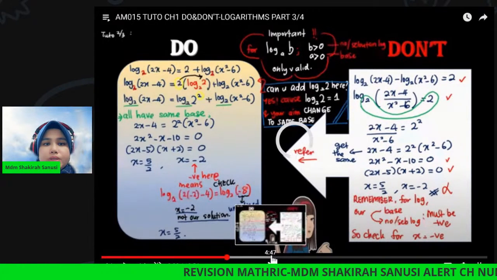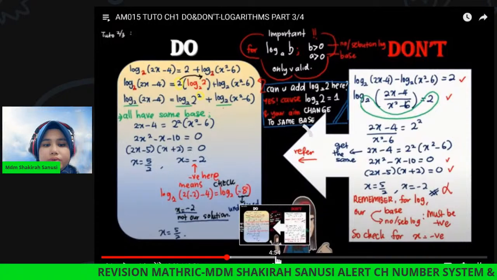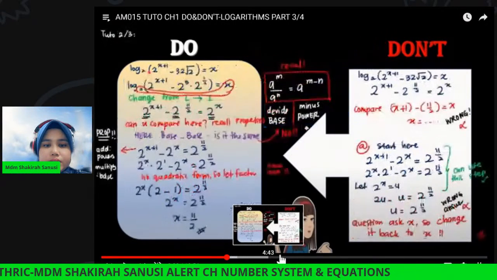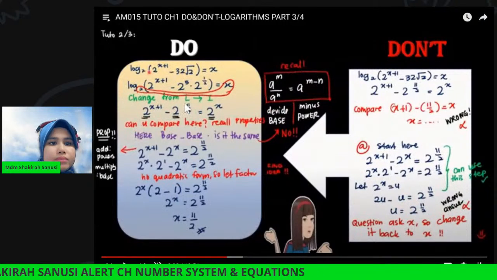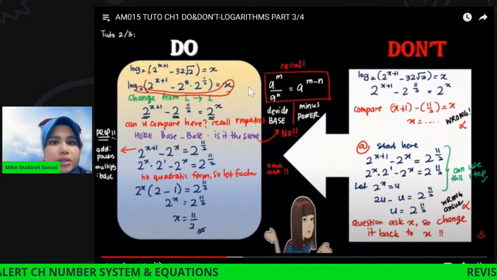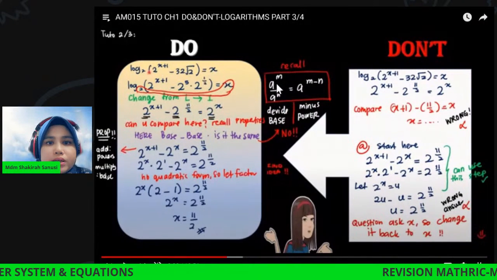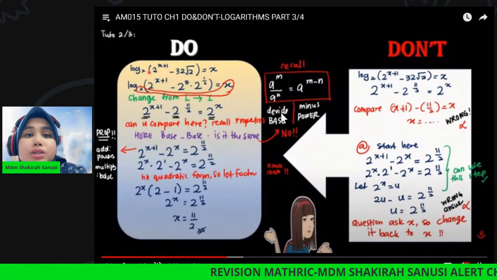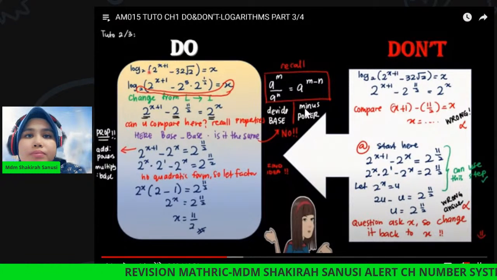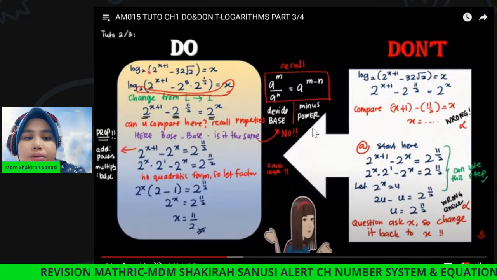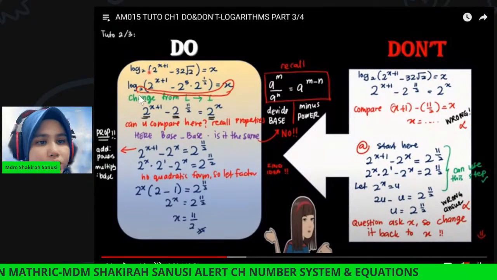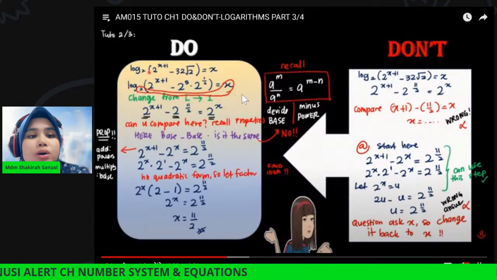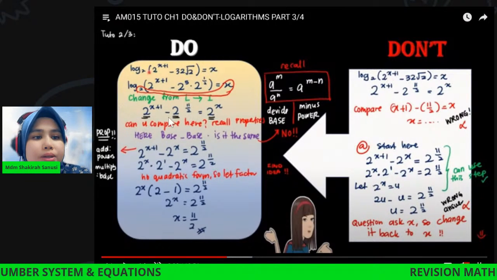What's more that you need to alert for chapter 1, number systems and equations. Okay, let's look at, kita recall dulu kat tengah tu. A power of M divide A power of N. Okay, so division kita adalah base, power kita yang minus power. Okay, so kita tengok soalan ni, apa yang saya buat adalah saya tukar bentuk daripada bentuk log kepada bentuk indices. So saya dapat bentuk indices kat sini.